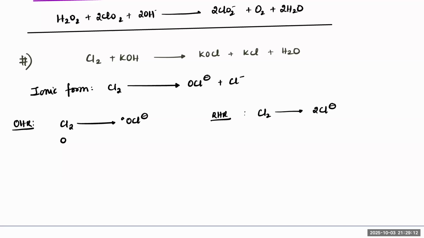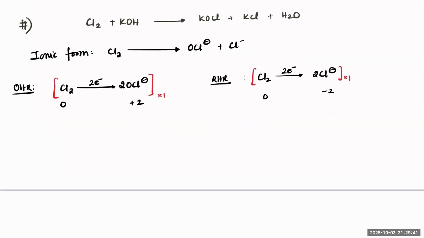Here it is going from 0 because there are two chlorines. Make sure there are two on the right hand side also. Here it is plus 2 because each chlorine is plus 1, so two chlorines make it plus 2. Here it is 0, and two chlorines make it minus 2. So the number of electrons transferred is 2 here and 2 here. Both of them are already electron balanced.